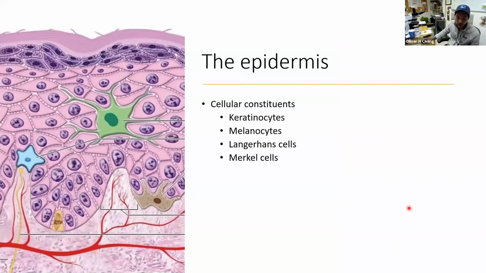Keratinocytes we already talked about. They perform the barrier function. Melanocytes are part of the pigmentary system. Here's a melanocyte. Then you have Langerhans cells, and they participate in the immune function, and Merkel cells, which is part of mechanoreception.